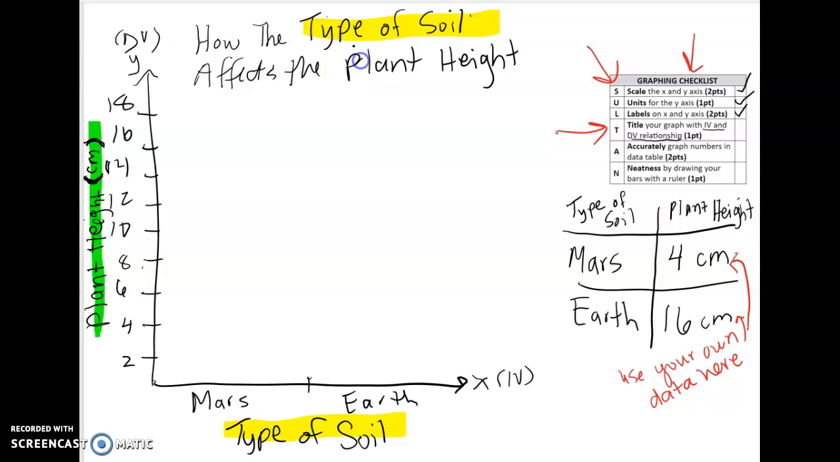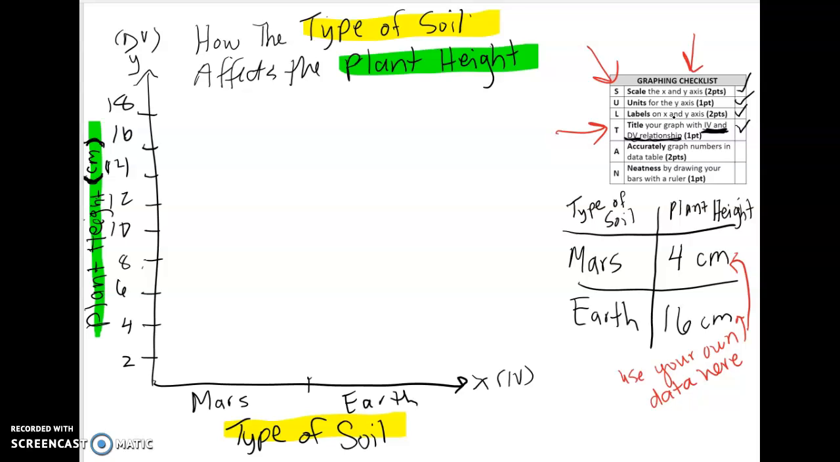And you'll notice in this title, I included the independent and the dependent variable. So I would get full points for a title like this. If you want to give it your own shot and find your own favorite type of title to use, that is okay. You just need to make sure that you are including the IV, the independent variable, and the dependent variable.